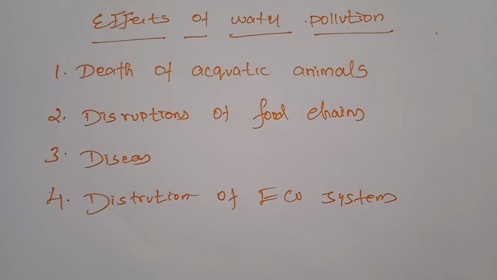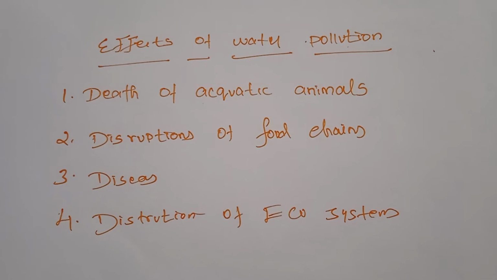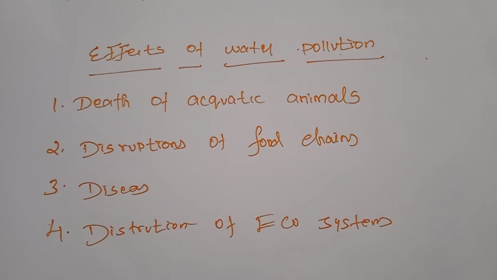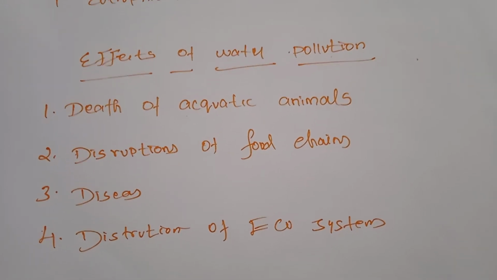Next, destruction of ecosystem. The ecosystem can be severely destroyed by water pollution. Many areas are now being affected by careless human pollution, and this pollution is coming back to hurt humans in many ways.